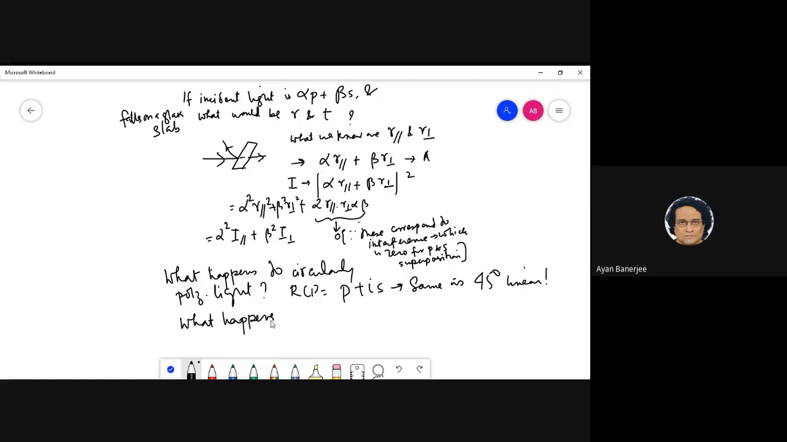What happens for unpolarized light? I have not seen any textbook talk anything about this. What do you think? I don't know actually. If you ask me, there is no theory given anywhere, but I have a hunch. Let me see if we come up as a class with the same hunch.